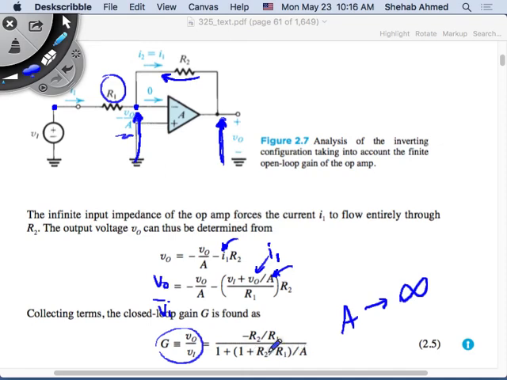This term goes to 0. All of this term will go to 0. And I'm left with the gain V output over input equal to minus R2 over R1, which is what I had before, which verifies my analysis here. Okay?